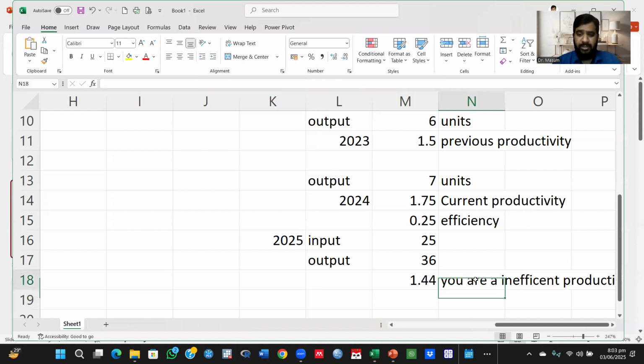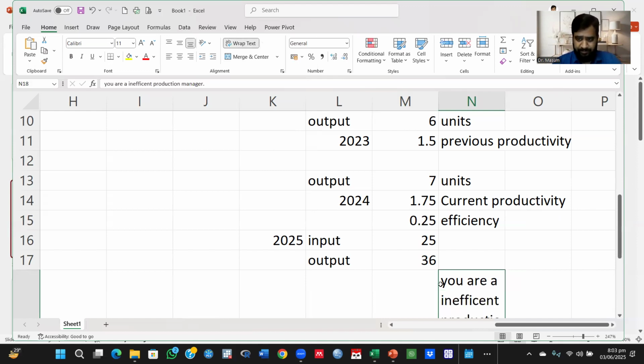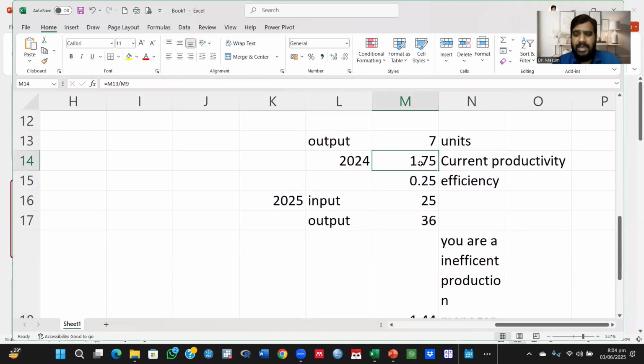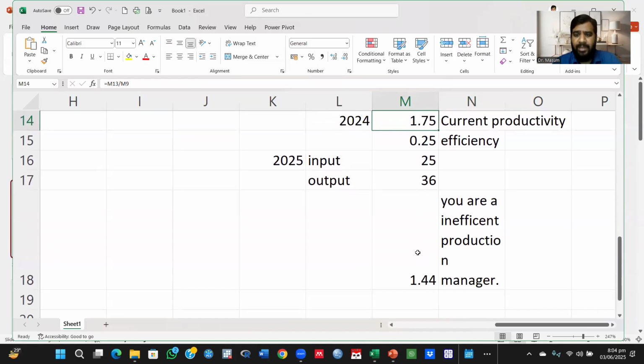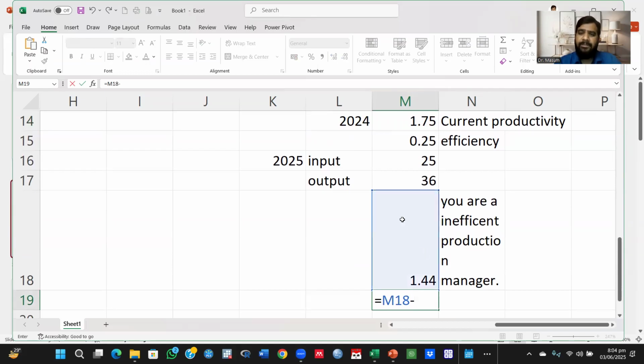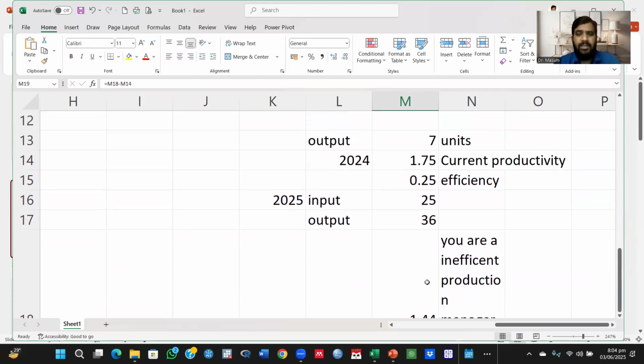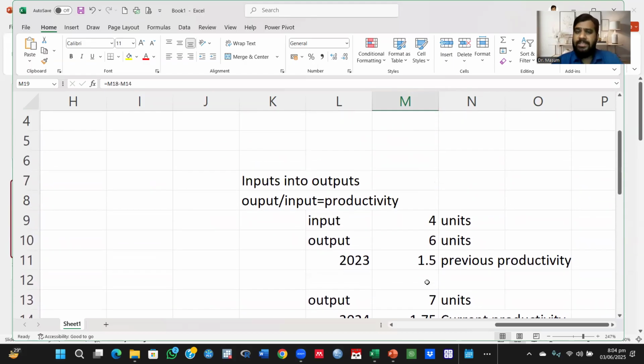That means how the performance of the operations manager will be measured. The performance of the operations manager will be measured by using efficiency. That means your efficiency has declined. Your productivity was 1.75. Now your productivity is 1.45. So your productivity has declined by some 0.31 points. So your productivity has declined.